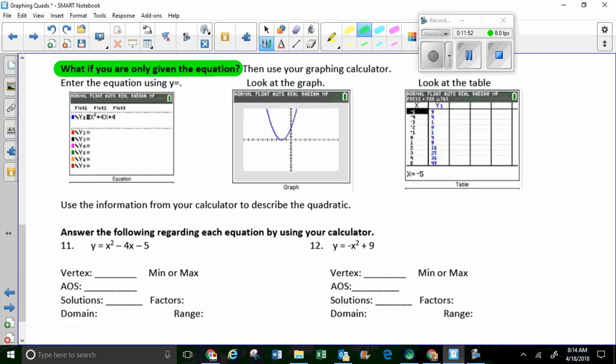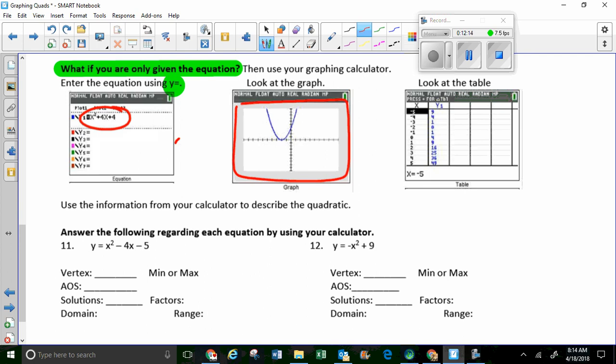So what you're going to do is hit the y equals button. That's the top left-hand button on your calculator. I know some of you it's faded. And then you're going to type in the equation. So I want you to do this. Hit y equals and type in this equation right here: x squared plus 4x plus 4. Then hit graph. And you should get a graph that looks something like this.